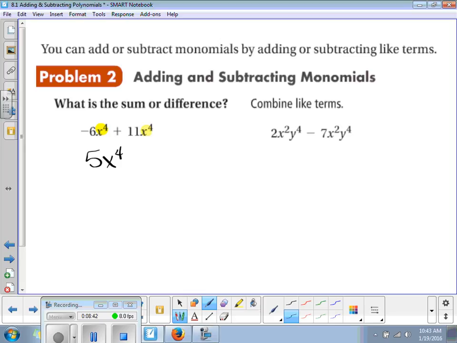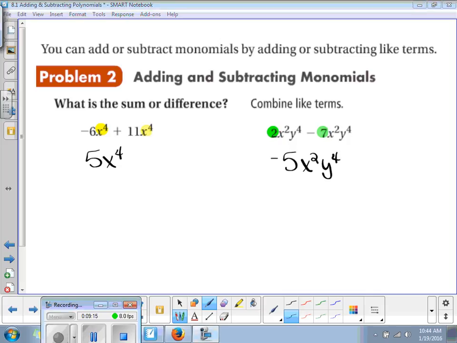So that's how you add a monomial. Here we have an x squared and an x squared, y to the 4th, y to the 4th. So yes, those are like terms, and the only thing you're going to add or subtract are the coefficients. So 2 minus 7 is negative 5 x squared y to the 4th.